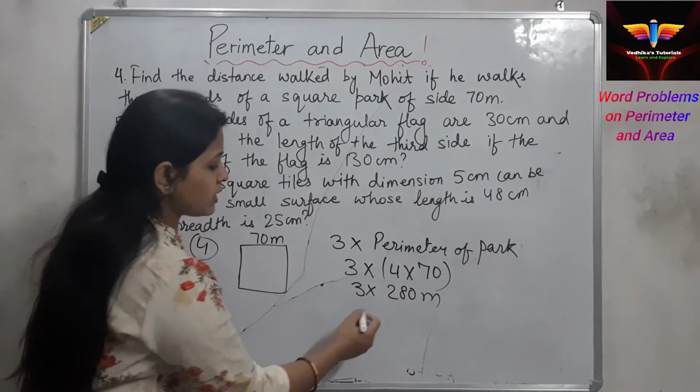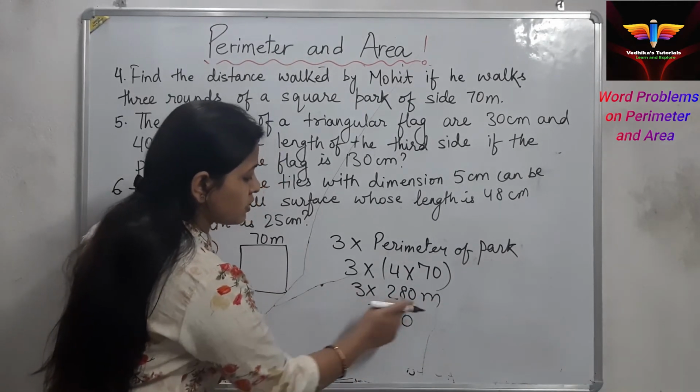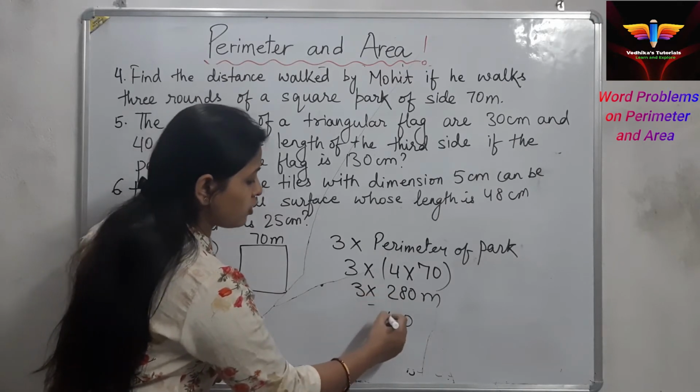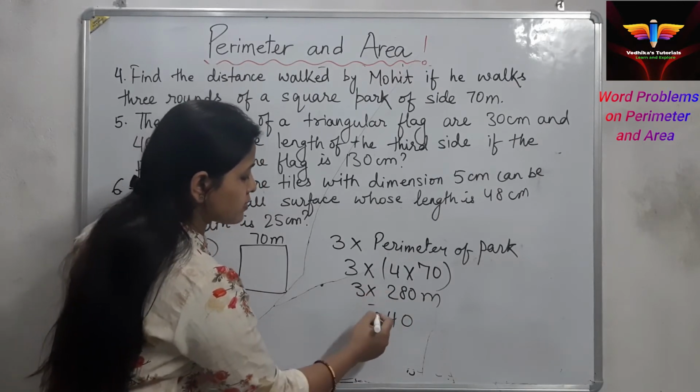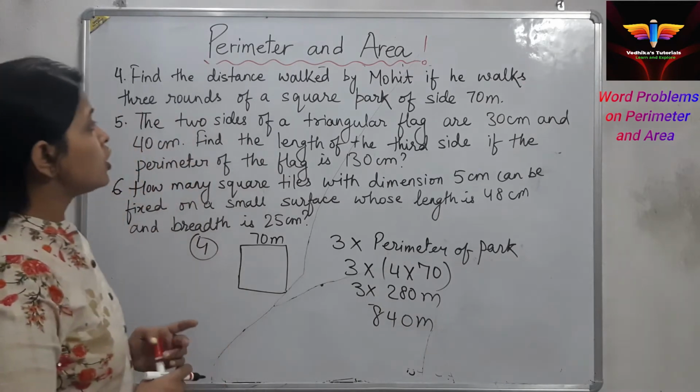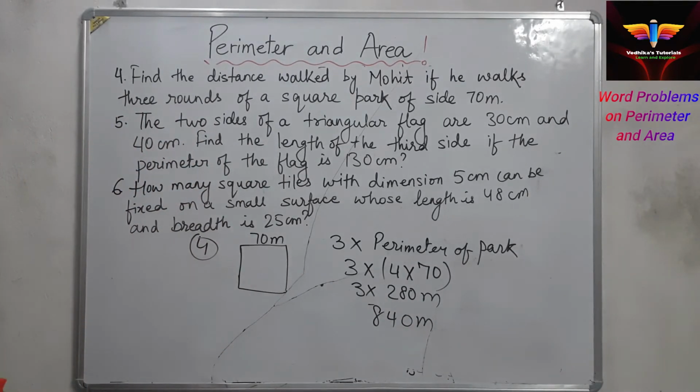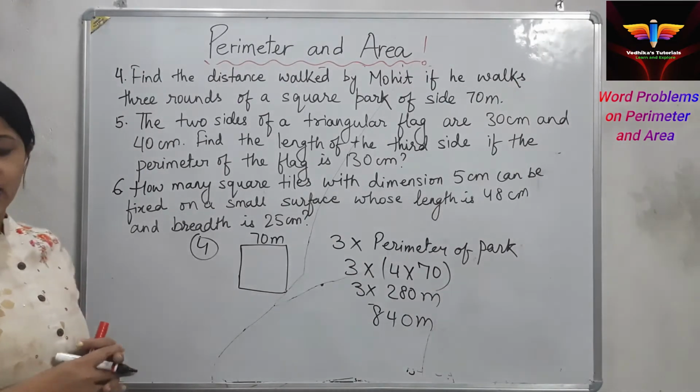Now 3 into 280: 3 into 0 is 0, 3 into 8 is 24, carry 2, 3 into 2 is 6, plus 2 is 8, so 840 meter. So what distance has been walked by Mohit? 840 meter distance has been walked by Mohit.